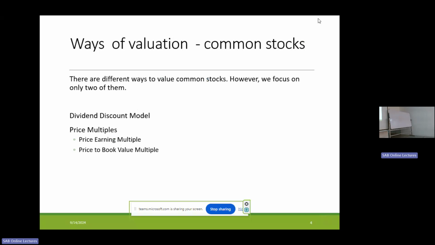Because equity shares have no maturity, you are getting dividends for a long period. Based on this dividend discount model, we can calculate the value. Under the dividend discount models, we are going to discuss different scenarios. Also, the most popular one, even in the practical world, is that analysts and companies use price multiples. Based on the market price of the share, you can construct different multiples, and based on these different price multiples, we can calculate the intrinsic value.